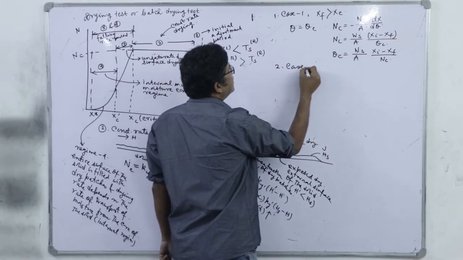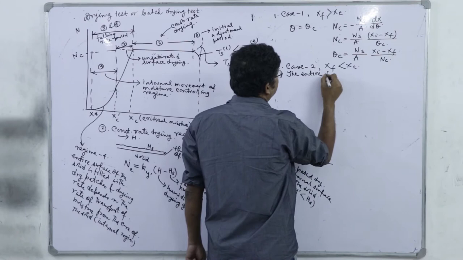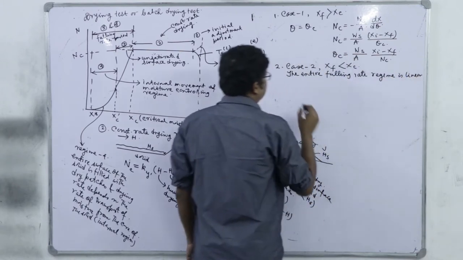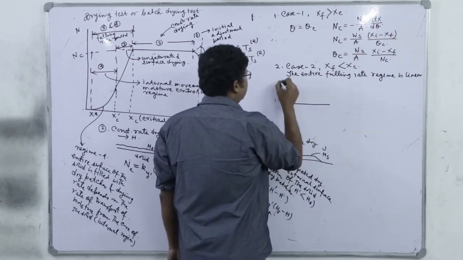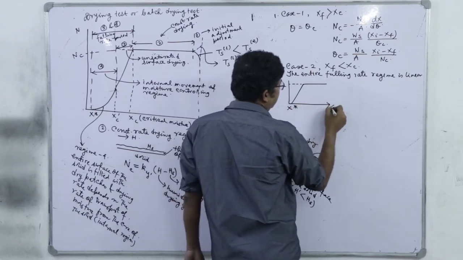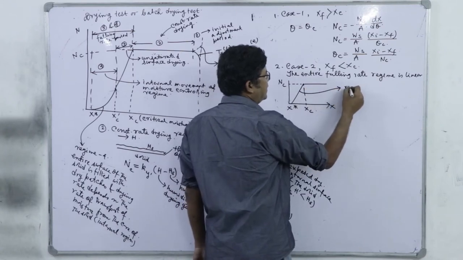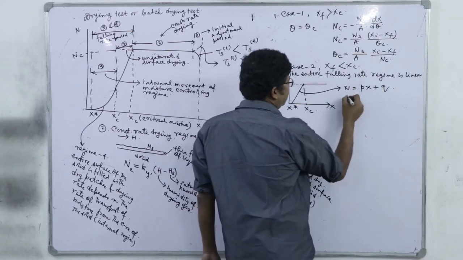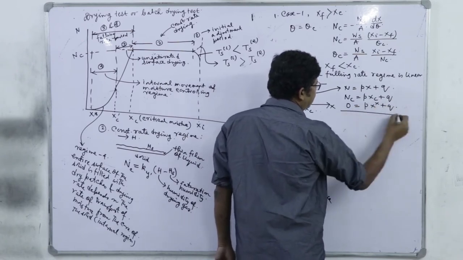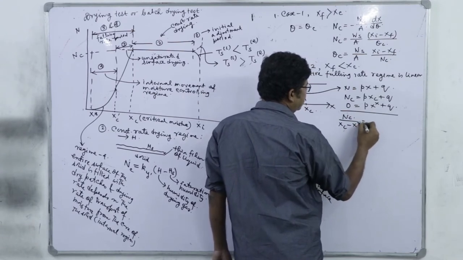Now, case 2: xf is less than xc, the entire falling rate regime is linear. So we can draw the curve here, from which we have most of the GATE problems. Here this is the constant rate, this is the falling rate going up to the equilibrium curve or equilibrium moisture content x star, and this is xc, correct. In this regime we can write that N is equal to px plus q. So Nc is equal to p xc plus q, and 0 is equal to p x star plus q. If I subtract, Nc divided by xc minus x star is equal to p.